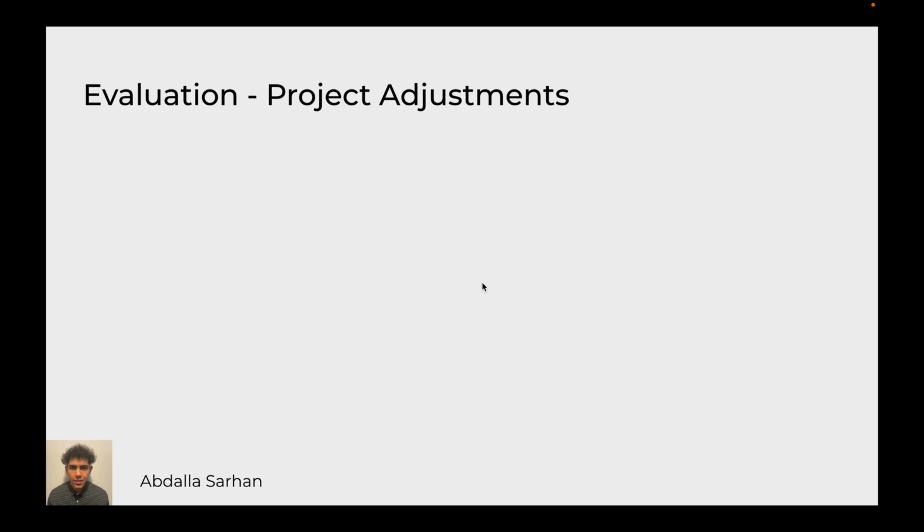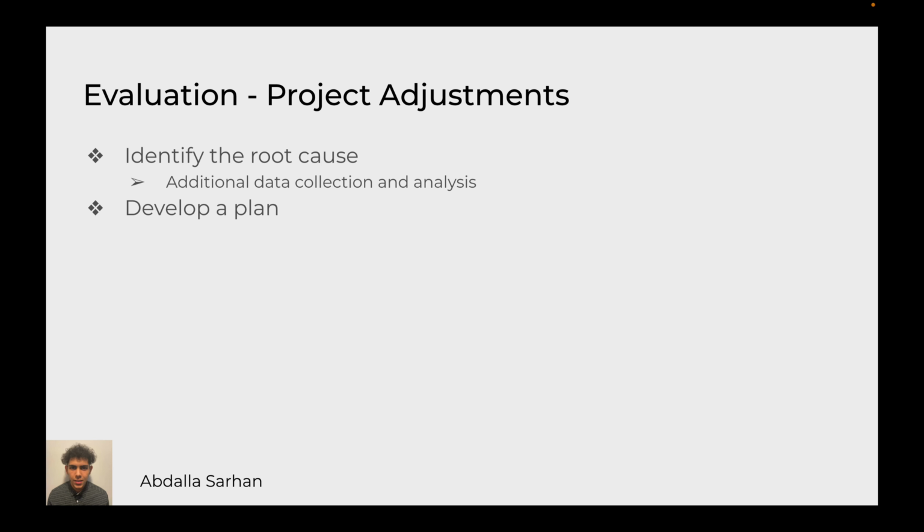Finally, making adjustments is an important aspect of the monitoring and evaluation process. It allows project managers to respond to the findings of the evaluation and make changes to improve project outcomes. When a problem is identified, the first step is to identify the root cause. It's important to figure out the underlying problems. This may involve additional data collection or analysis. Once the root cause of the problem is identified, the next step is to develop a plan to address it. The plan should be specific, actionable, and have a timeline.